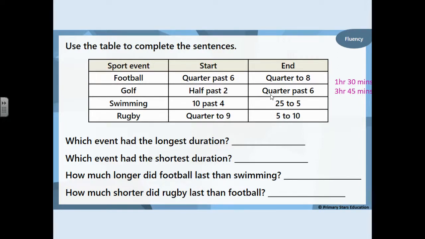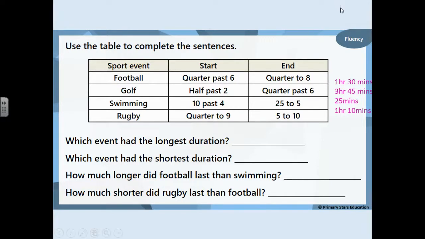Right, let's have a look. So the swimming starts at 4:10, ends at 5:25, so the duration is 25 minutes. I've written MINS as short for minutes. Right, rugby starts at 8:45 and ends at 5:10, so the duration was 1 hour and 10 minutes. If you got that, well done.